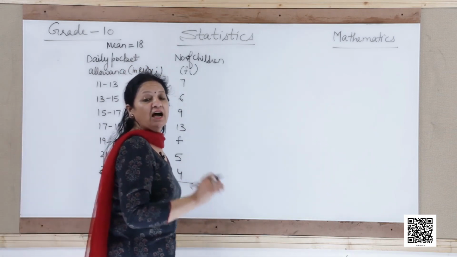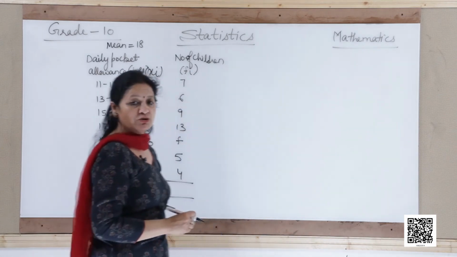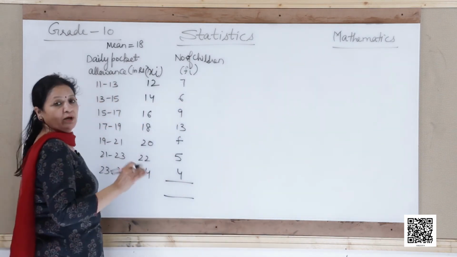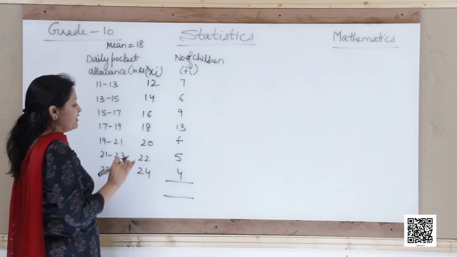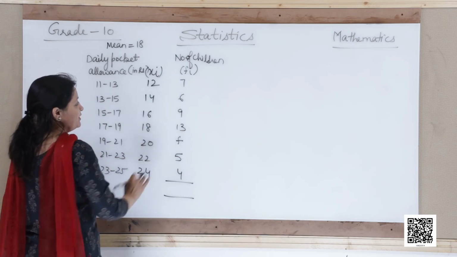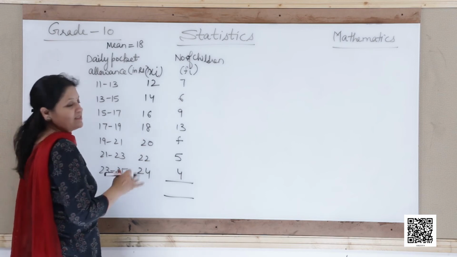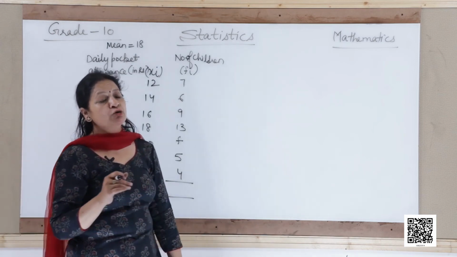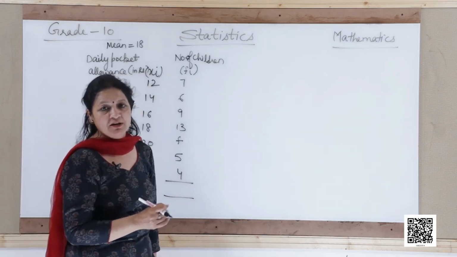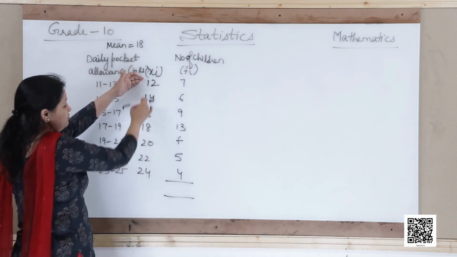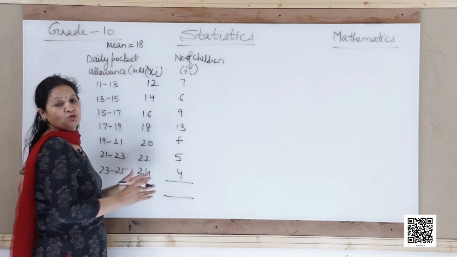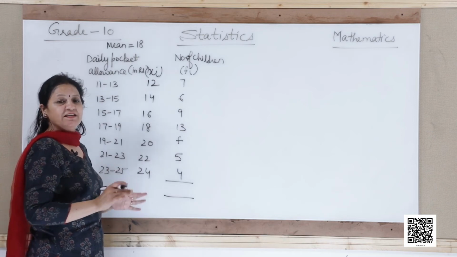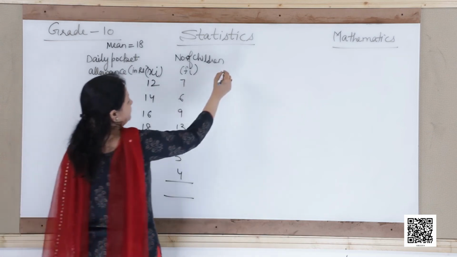Now it is entirely your choice which method you want to use. If you want to do it with direct method, what we have to do is, we have to multiply fi into xi. And if you want to do it with assumed mean method, we have to assume a mean from this. I'll show you this question with both the methods. Let's see whether the answer is same or not.